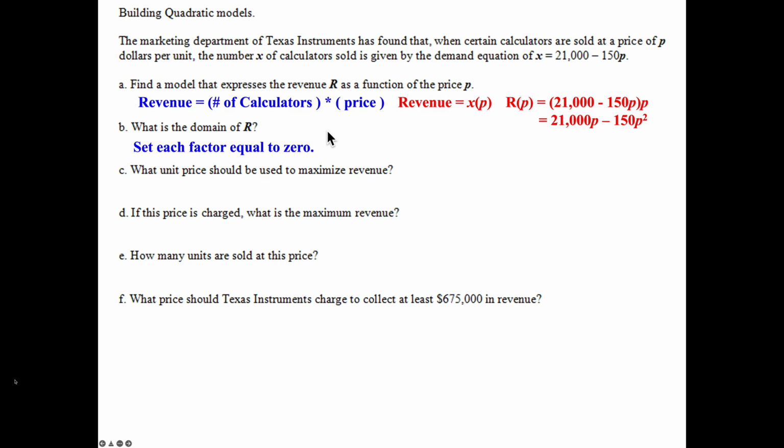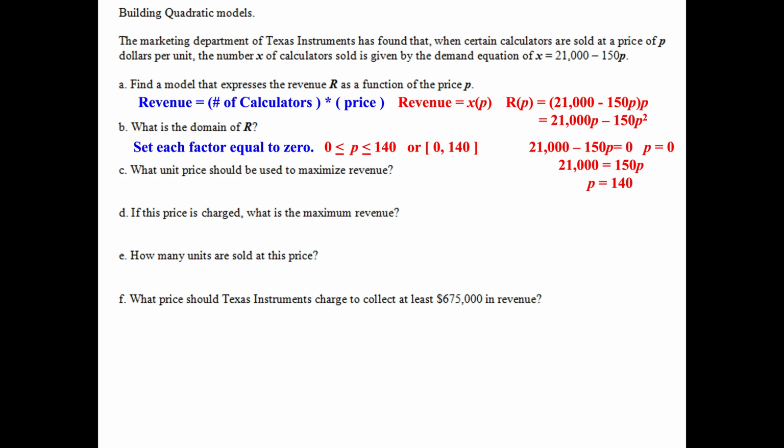Part B says, what is the domain of R? To find the domain of R, take each factor, set it equal to 0 and solve for P. So our two factors are this binomial, 21,000 minus 150P, and the P. So I set both of those equal to 0. I add over the 150P to the right side, divide by 150, P is equal to 140, and of course this P is 0. So our domain is 0 less than or equal to P, less than or equal to 140, or in interval notation, bracket 0, comma, 140, bracket.